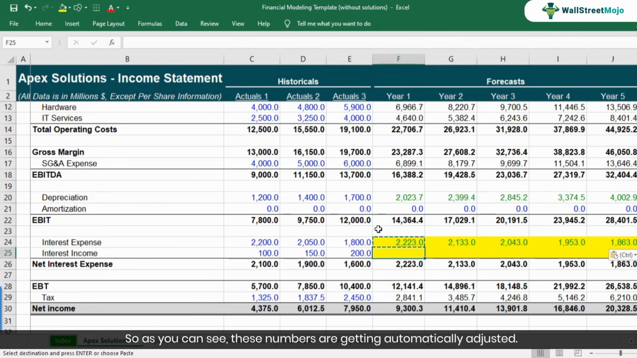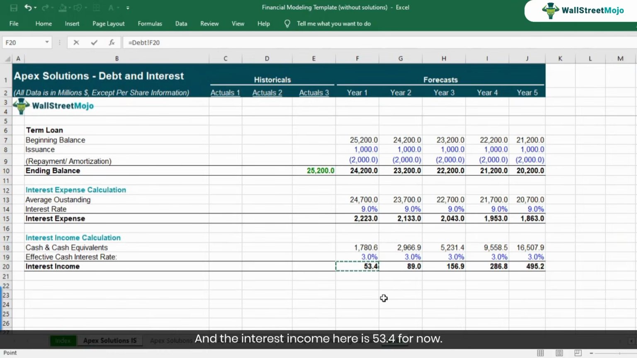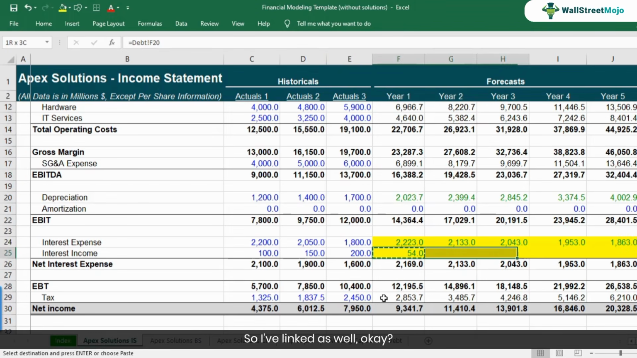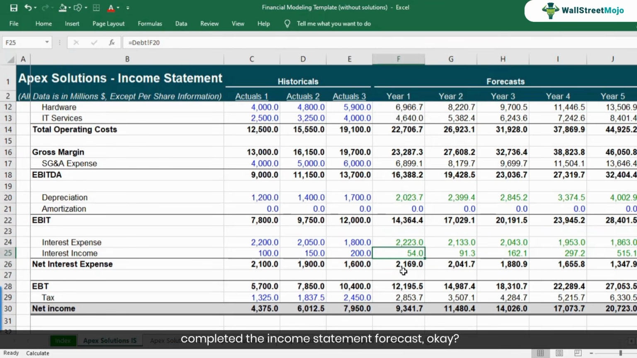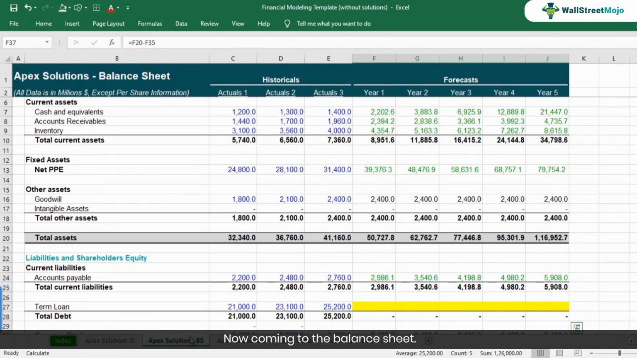Okay, so as you can see, these numbers are getting automatically adjusted. The net income has now reduced a bit. Okay, likewise, let me link the interest income. The interest income here is 53.4 for now, so I've linked here as well. Okay, so as you see, the linkages to the interest expense and interest income are now fully complete. I'll just unhighlight with no fill, and with this we have totally completed the income statement forecast. Okay, now coming to the balance sheet, right?